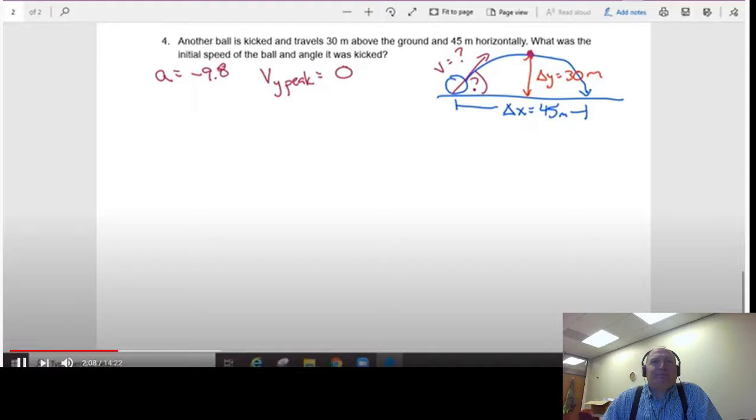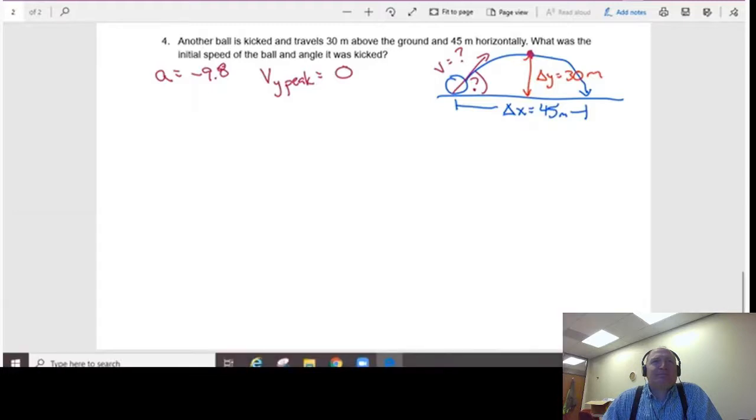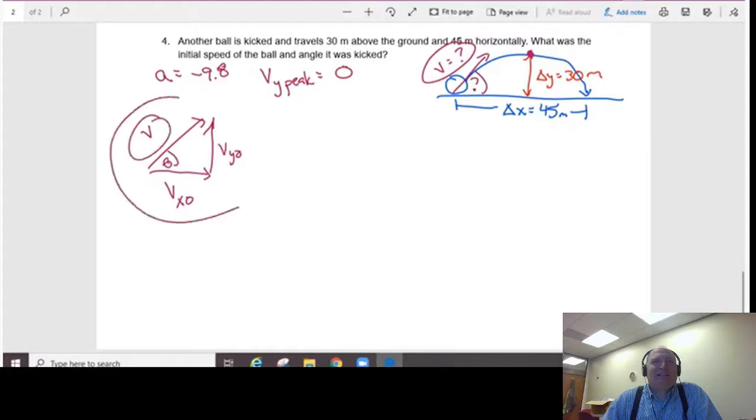Oh, I don't know how long it's in the air, so I don't know what t is. All right, so it doesn't look like we have a whole lot of stuff when we get started, but let's see what we can do. If I want to know this initial velocity and this angle, how do I find that? I need to know my initial velocity in the x direction and the initial velocity in the y direction. Love it. Then I can use vector math to find out what this is. So this is my goal: to find the x velocity and the initial y velocity so I can calculate this angle and this speed.